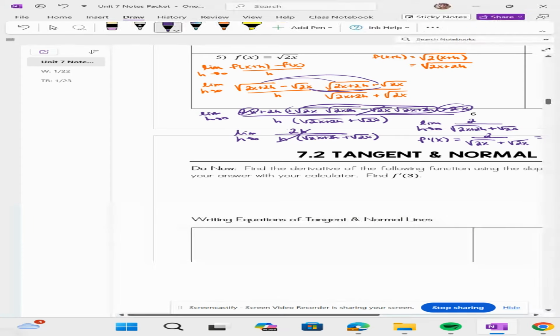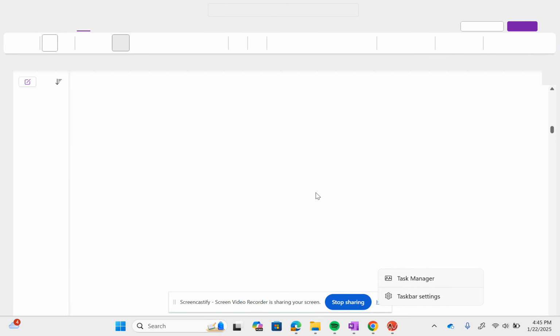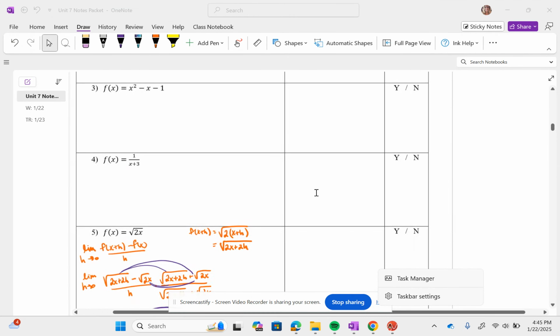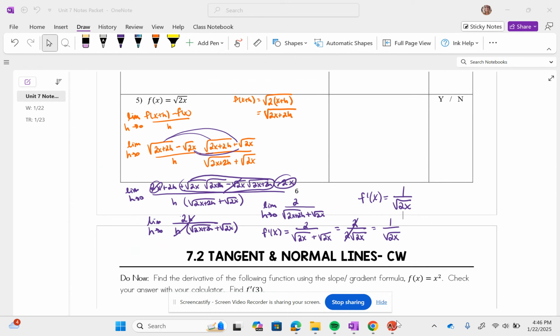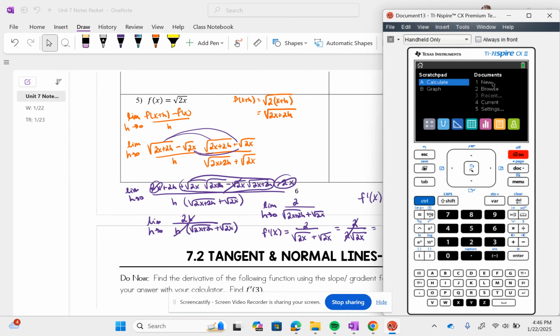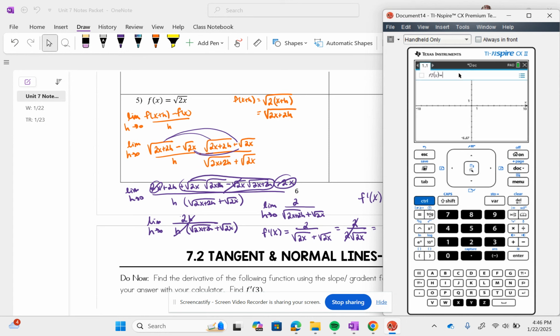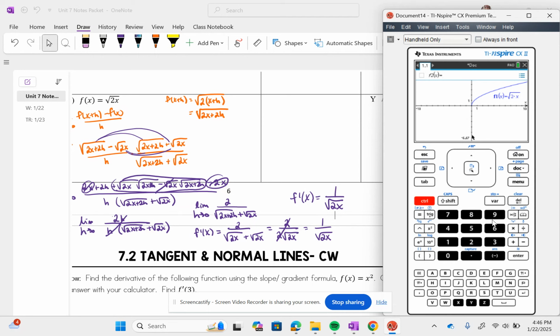And I'm going to graph and see if that is the truth. Okay, all right. So now I have the original function, which is the square root of 2x, and now I would like to graph the derivative function and see if I've gotten it correct. And it is 1 over the square root of 2x. And I'm going to see if when I graph the derivative it lays right on top of that.